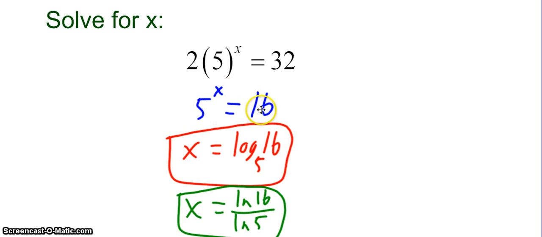Now I have an exponential equation. It's not going to be convenient to change 16 into something that is base 5. So I just change it into a log. And I could write my answer as x equals log base 5 of 16. That is perfectly acceptable. Or you could do a change of base and do natural log of 16 over natural log of 5, or log 16 over log 5. Any of those would be acceptable.